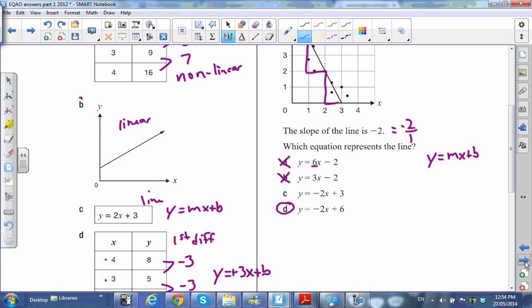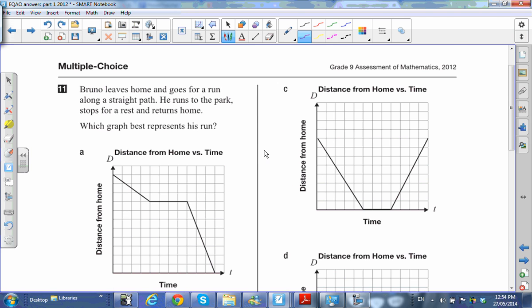Okay. A couple more, then I'm going to have to stop. Bruno leaves home and goes for a run along a straight path. The straight path tells me he's probably running at a constant speed. If he's running uphill, he's probably going to be slowing down. So he runs to the park, stops for a rest, and returns home. So A at first kind of looks okay. I see that he's running along a straight path at constant speed. Then he stops, and then he continues to run, maybe a little bit quicker this time, because it's a little steeper. But it's distance from home. So he starts at home, so it should have started down here. And if he's coming back to his house, he's going to have to finish here.